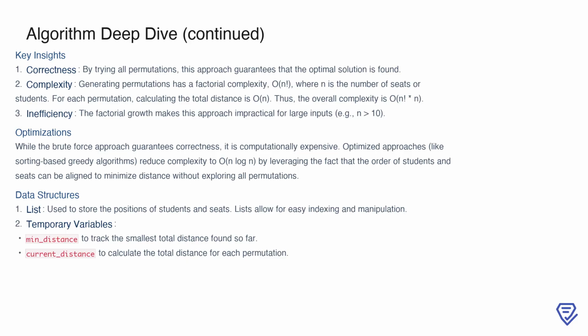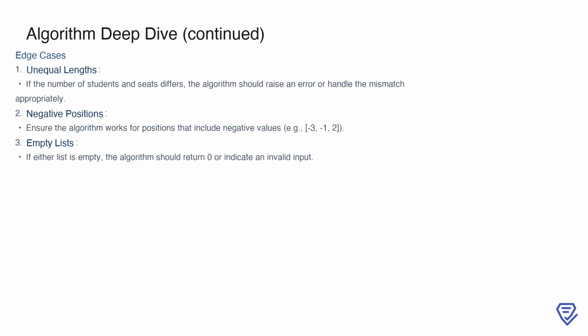To address this, we can turn to optimized approaches, such as sorting-based greedy algorithms. These methods reduce the complexity to O(n log n), by recognizing that aligning the positions of students and seats in sorted order minimizes the total distance without needing to explore all permutations. Additionally, we rely on simple data structures like lists for storing positions and temporary variables like min_distance for tracking the smallest distance encountered. When implementing this algorithm, we also need to consider potential edge cases.